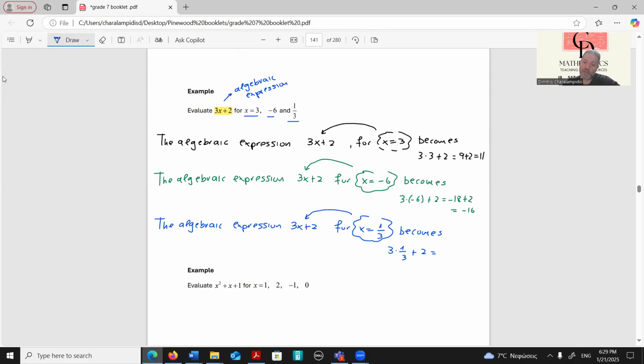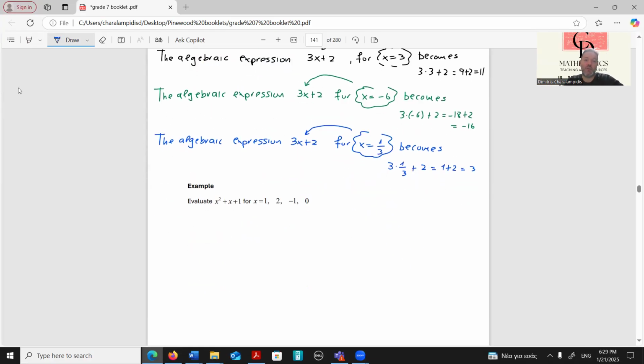This time should become 1 plus 2 equals 3. And that's all. In order for us to calculate the numerical value of a given algebraic expression, we should always take the specific number that x is, substitute it instead of our variable, and carefully do the operations.